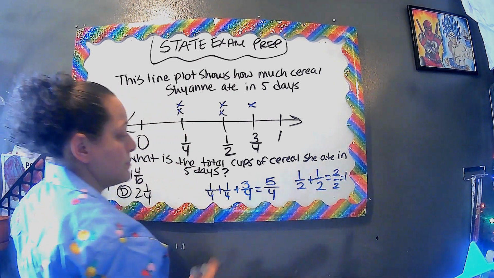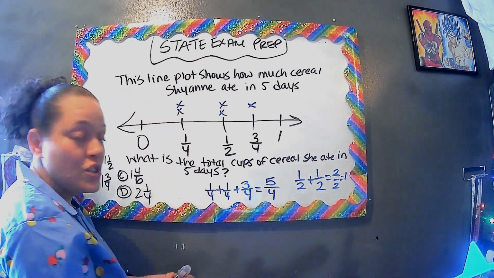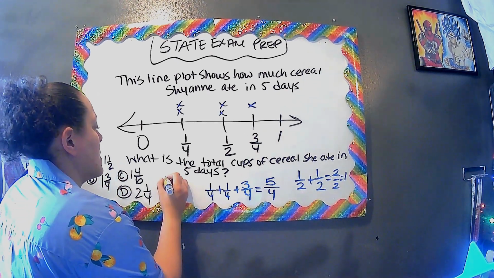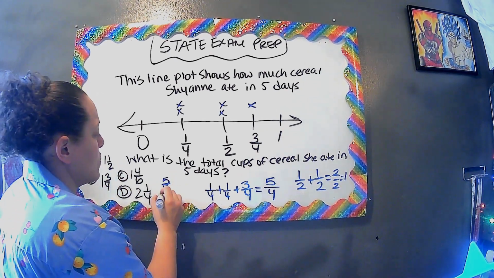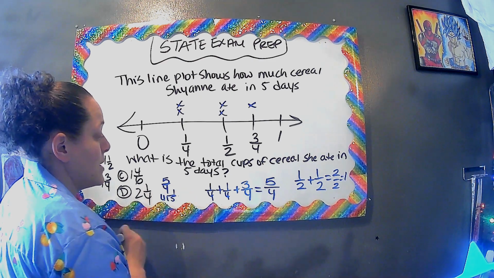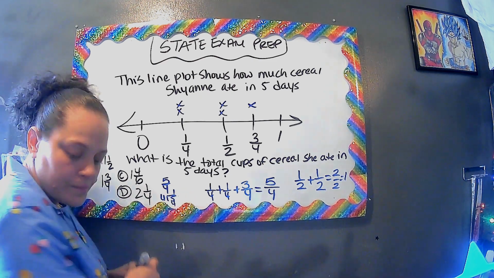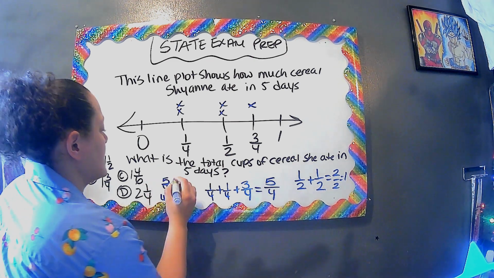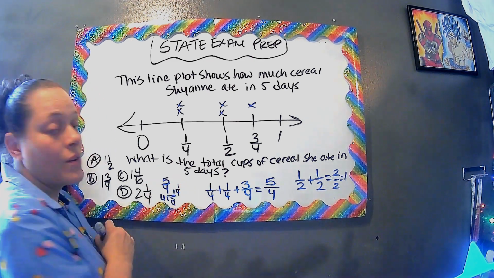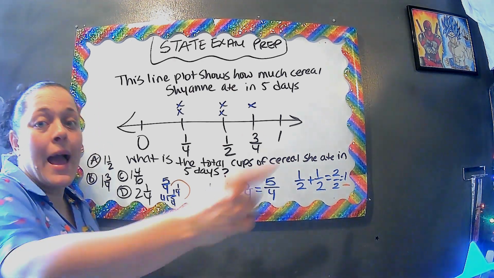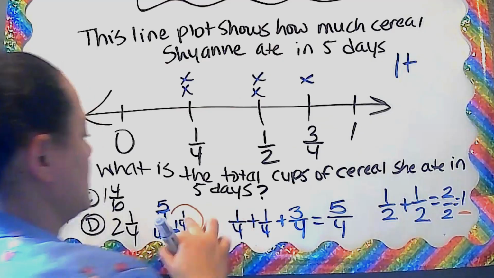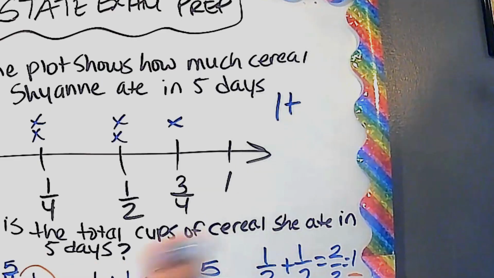We have 1 cup. Now this 5/4 has to be changed to a mixed number. So remember, we do 5 divided by 4. 4 goes in once, and then we're left with 1. So in this case, this becomes 1 and 1/4. So now we're going to add it all up. So we have 1 here, plus 1 and 1/4, which is here.